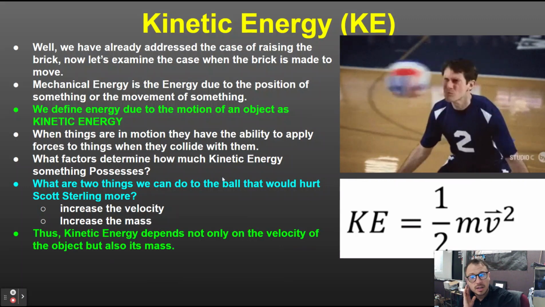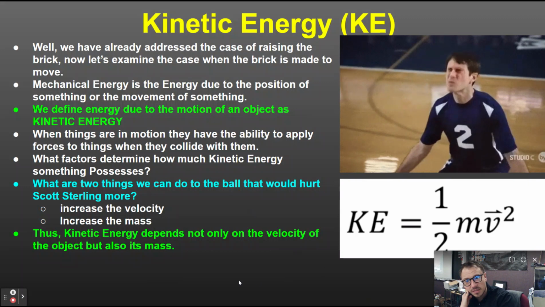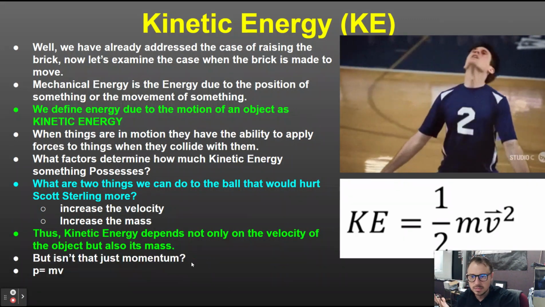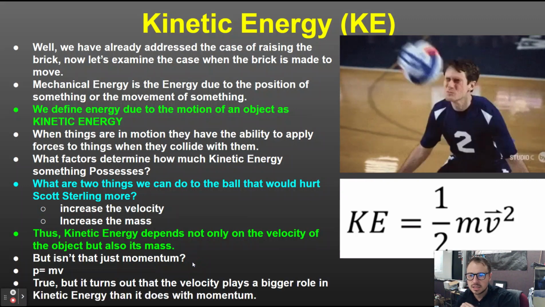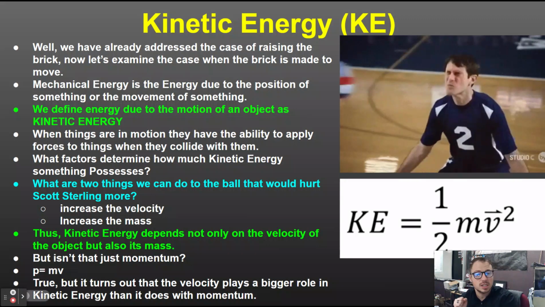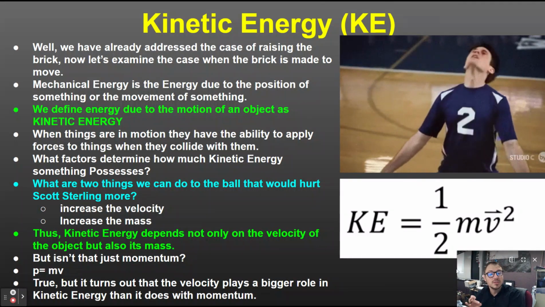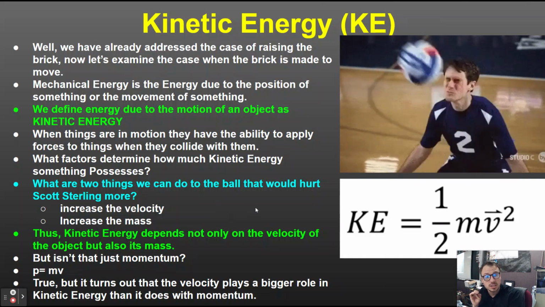increase the mass. Now, kinetic energy depends not only on the velocity of the object, but also its mass. Now, you might be thinking, isn't that just momentum? Momentum equals mass times velocity. True, but it turns out the velocity plays a bigger role in kinetic energy than it does with momentum. And you can see that in that equation there. Kinetic energy is 1/2 times the mass times the velocity squared.